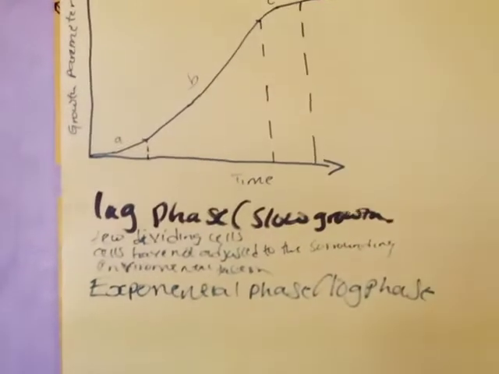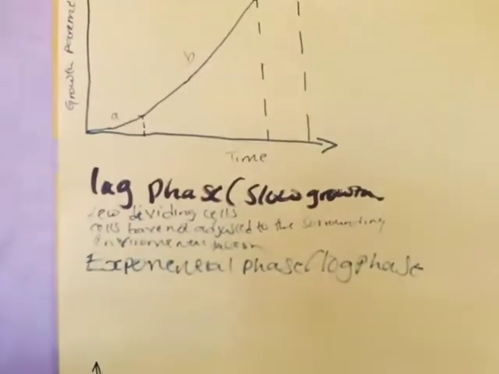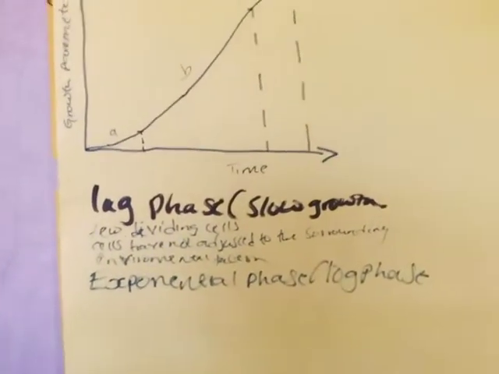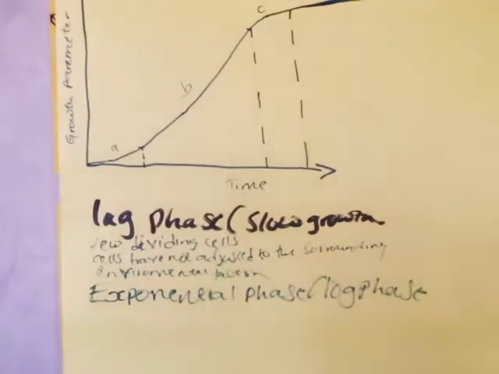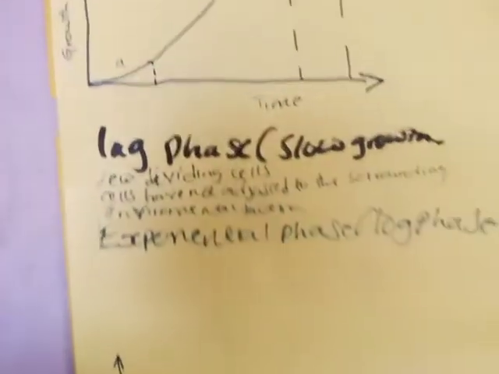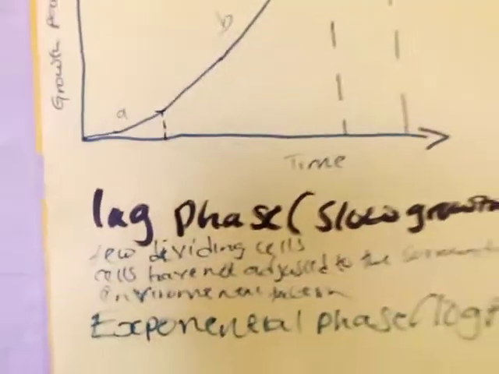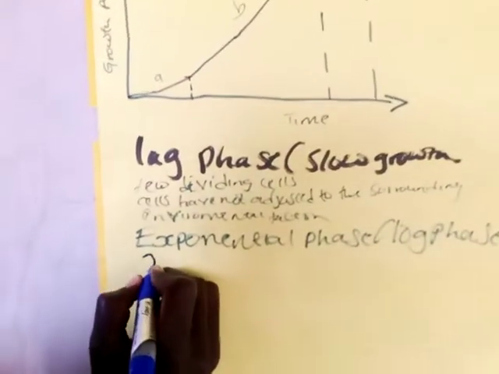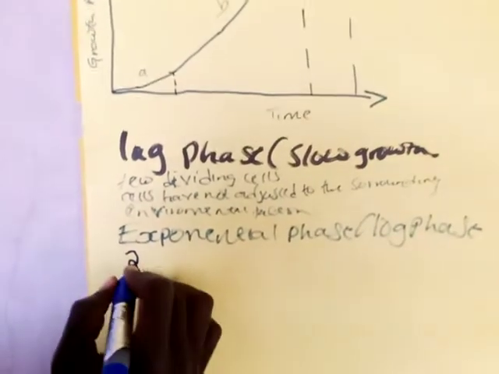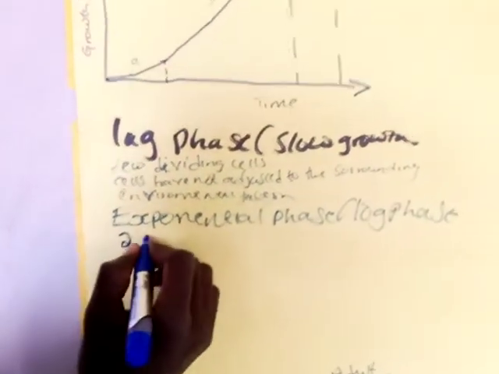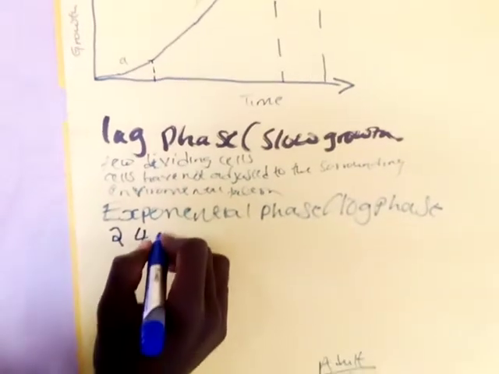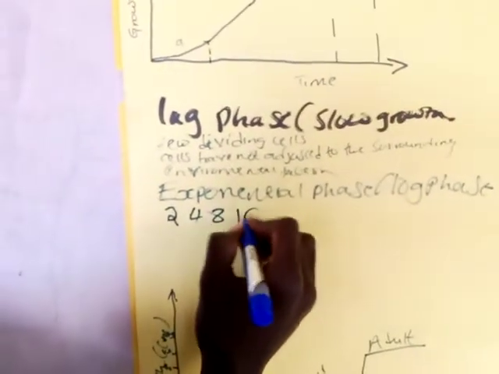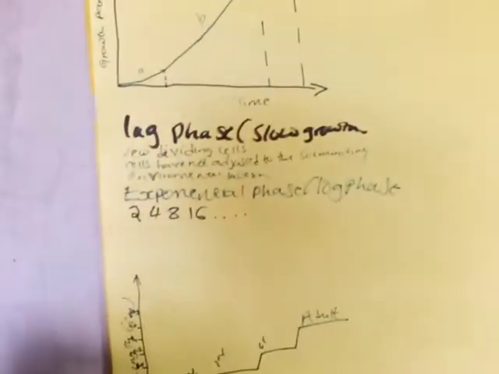Now you find that in this phase, growth is very rapid because of the following. Number one, there is an increase in the number of cells which are dividing, and the number increases geometrically. For example, when the cell divides into two, then later these cells will divide into 4, then 8, then we can have 16, and so on and so on.